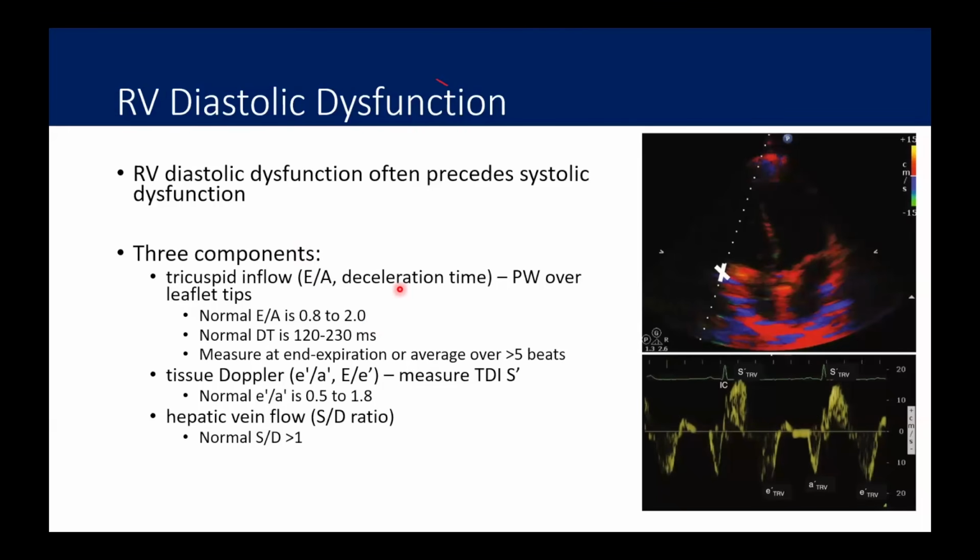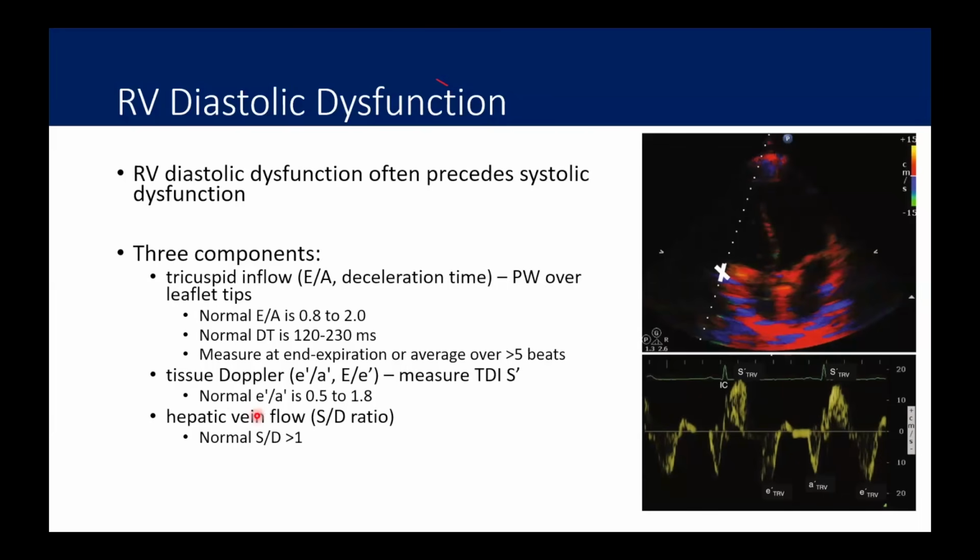So a ratio E to A that is normal is 0.8 to 2. And you also look at your deceleration time, which is defined as normal as 120 to 230 milliseconds. And the critical point to this is that you have to measure this at end expiration or an average of over 5 beats. And that's because your tricuspid inflow velocities are very sensitive to respiration, much more so than your mitral inflows. Just be cautious of that.